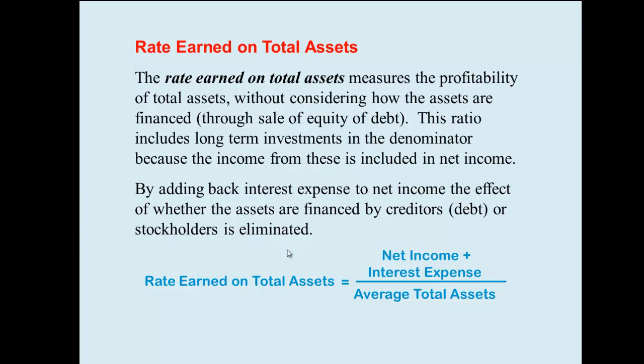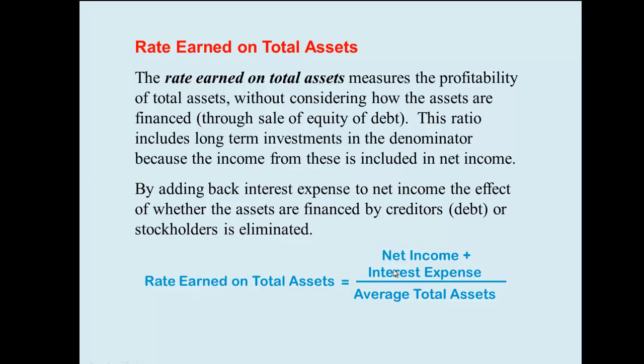Let's discuss the rate earned on total assets. This measures the profitability of the total assets without considering how the assets are financed, either through the sale of equity or debt. This ratio includes long-term investments in the denominator, because the income from these is included in net income. Now, you might notice in some of these ratios that we add back interest expense.